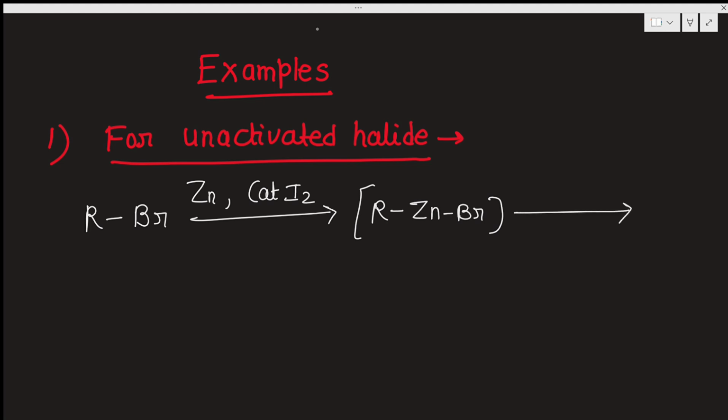Okay, and then it is treated with ArX in the presence of a catalyst. Either you can take a nickel catalyst or you can take a palladium catalyst. So as a result, this bond will break down and this bond will break down. Okay, and you are getting R-Ar. In this manner, you are getting your compound.